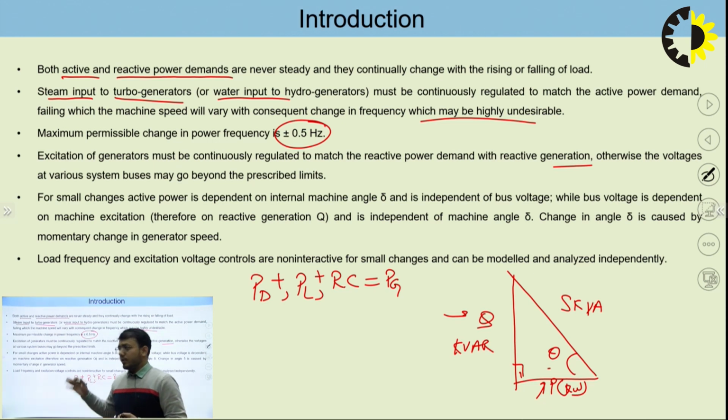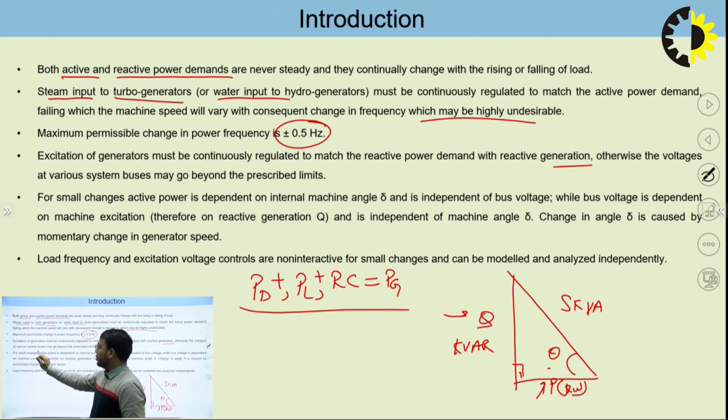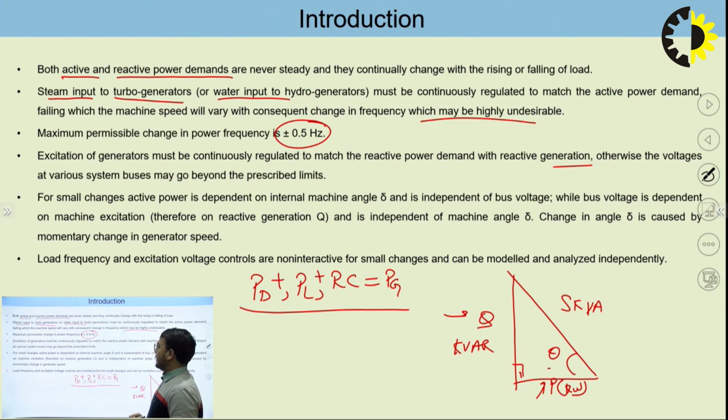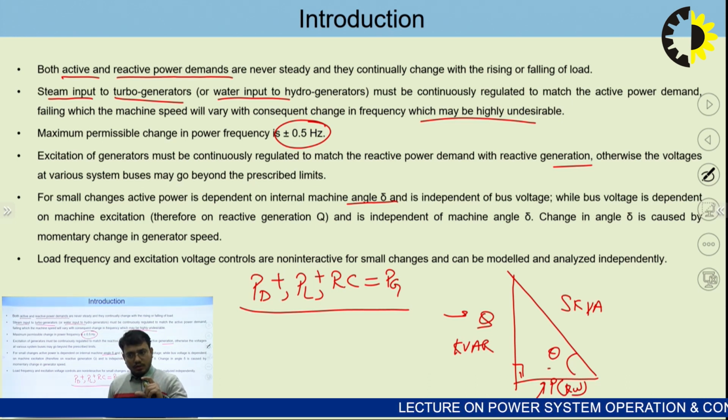Here we will talk about the frequency control method, and this must be regulated so that finally this equation is satisfied. Now for small changes, active power is dependent on the internal machine angle delta. You must know about this delta. It is the power angle, also known as the load angle. It is basically the angle between the RMF and the actual rotor angle.